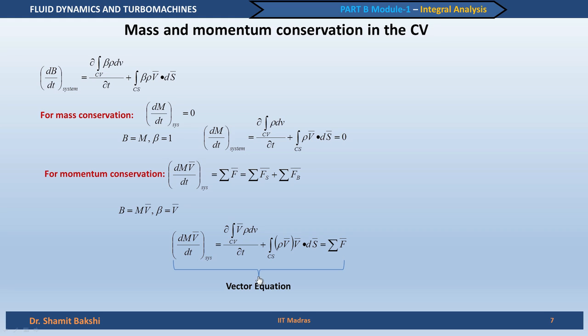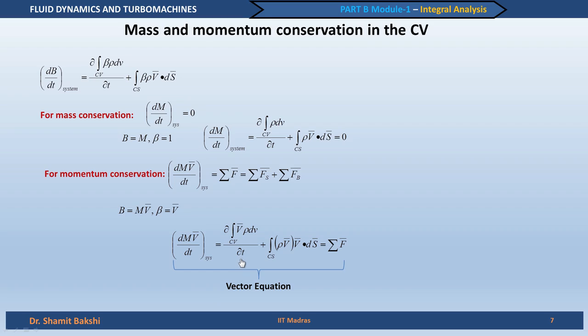That means, this is basically a representative of a 3-dimensional system. It is a representative of 3 equations, and each equation is for a particular component of the velocity vector. So, this is a vector equation. So, basically this represents 3 equations for a 3-dimensional system. So, we have to keep that in mind.